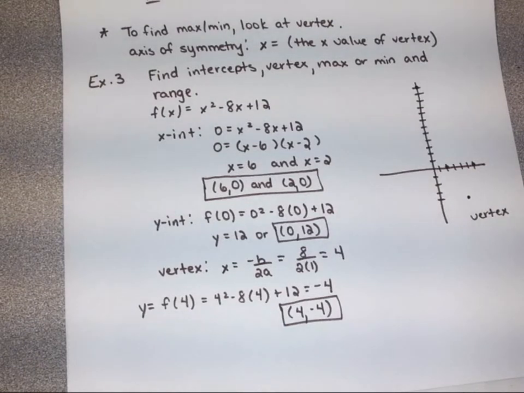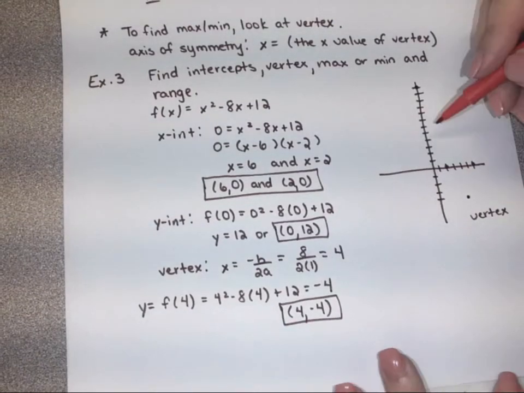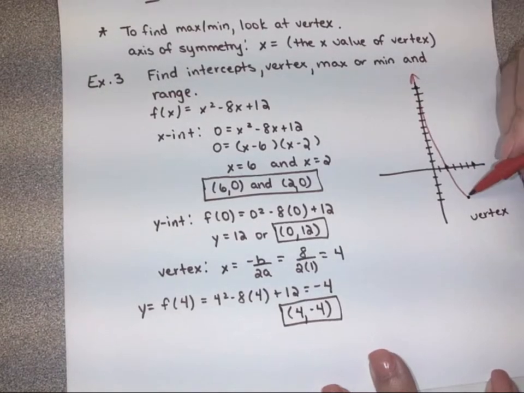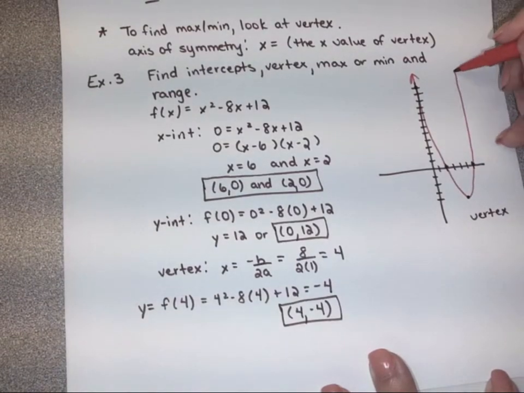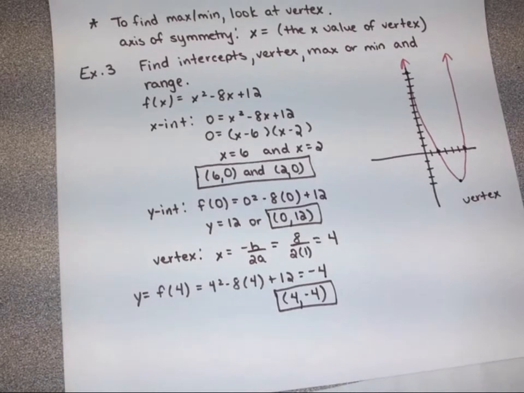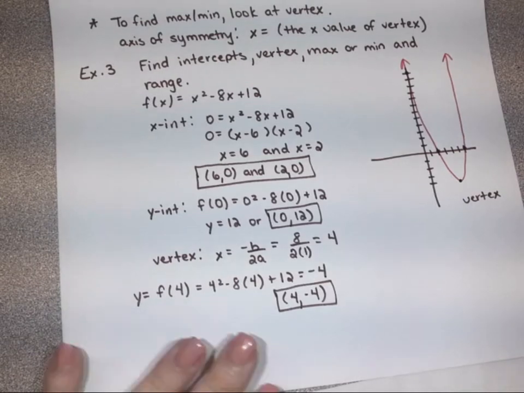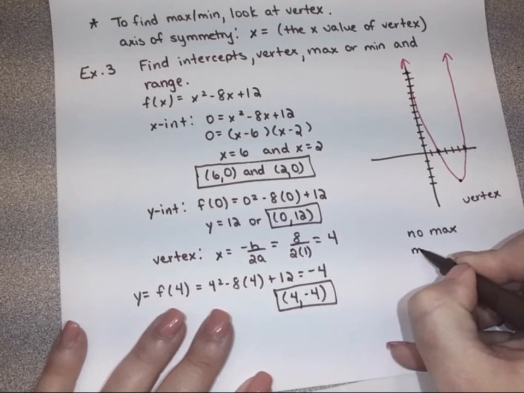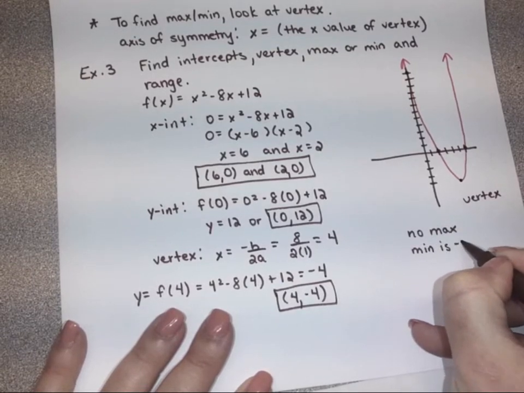In fact, if you get the vertex right, you can kind of make up for a lot of things that maybe aren't super perfect. But yeah, we're going to curve it, and notice it's a much more narrow parabola just because it goes up so high. So we have no max, right? And the min is what? Negative 4.